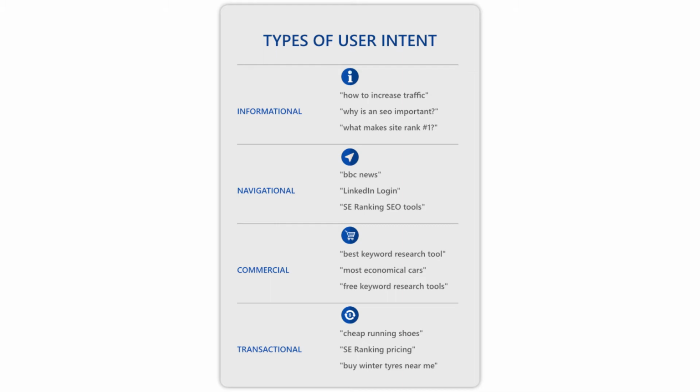Generally, 99% of keywords will fall under these 4 types of search intent. So, it is important to create the right type of content based on the keyword search intent. Let me show you why.